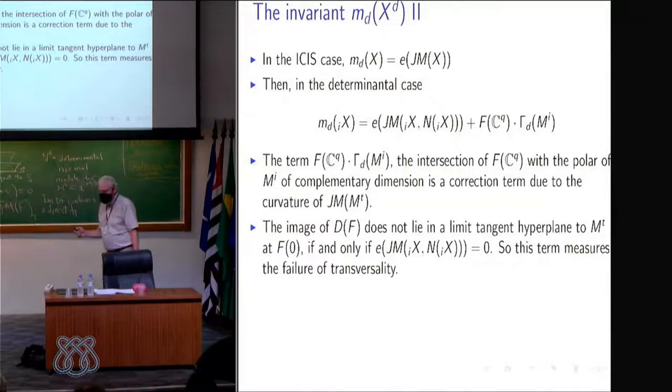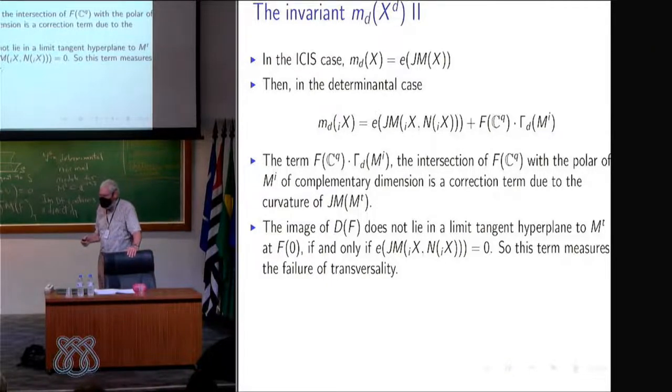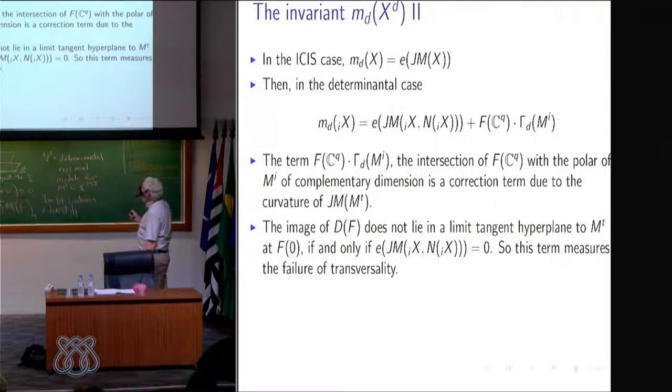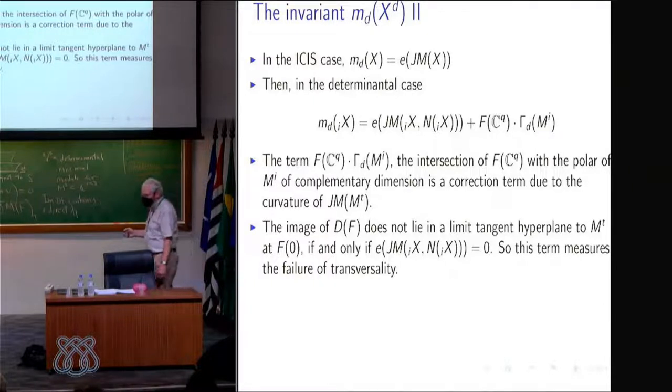So one proposition we have, which I won't prove today, is that the image of DF does not lie in a limit tangent plane to MT if and only if the multiplicity of the pair is zero. So we have a criterion for this to be zero. And because of this, in some sense, the term does measure the failure of transversality of F.